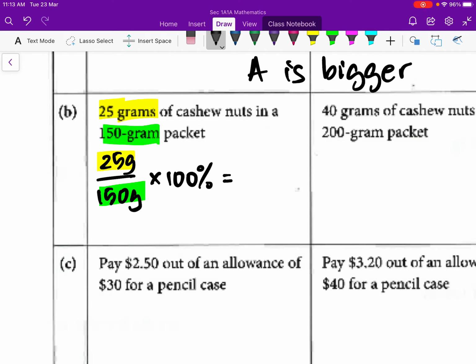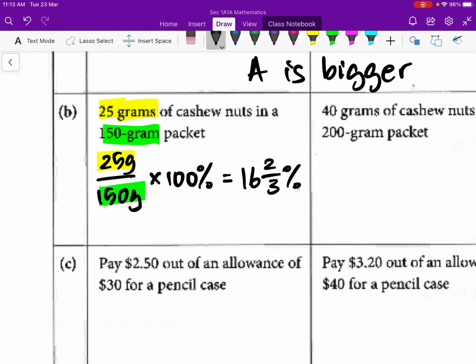Hey, so I now have another answer. 16 and 2 over 3 versus 16.6 or 16.7. Which one should it be? Which one is exact? 16.6, you sure 16.6 is exact? 50 over 3 is exact, but I want 16 2 over 3. Okay? So this is the exact value. 16 and 2 over 3. If it is exact, you leave as exact.